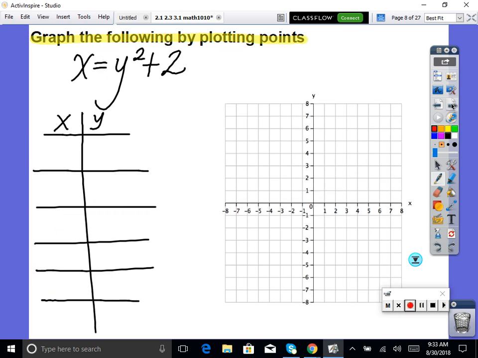Okay, what would I do for this one? X is equal to y squared plus 2. Should I plug it in for x or y? Y, so we'll do -2, -1, 0, 1, and 2. Plug in -2. -2 squared is 4 plus 2, and -1 squared plus 2, 0 plus 2, 1 plus 2, and then 4 plus 2, 6. So I could graph those points. Won't it be another sideways view? Okay, cool.